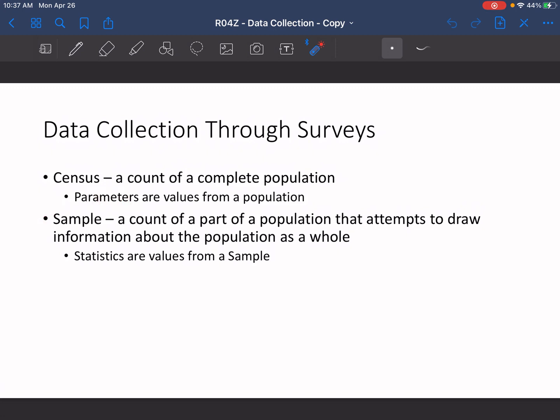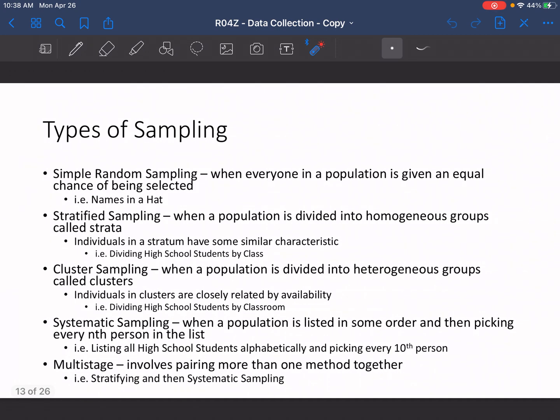We can also collect data through a sample as well, and that's a count of a part of a population that attempts to draw information about the population as a whole. So we are trying to determine whether or not some behavior or something represents an entire population as a whole, and we're doing that through just collecting data from a few in that population. And so when we think about the word statistics, those are the numbers that are essentially going to represent the sample, which is in turn designed to represent the entire population. And so there are a couple ways that we can actually sample.